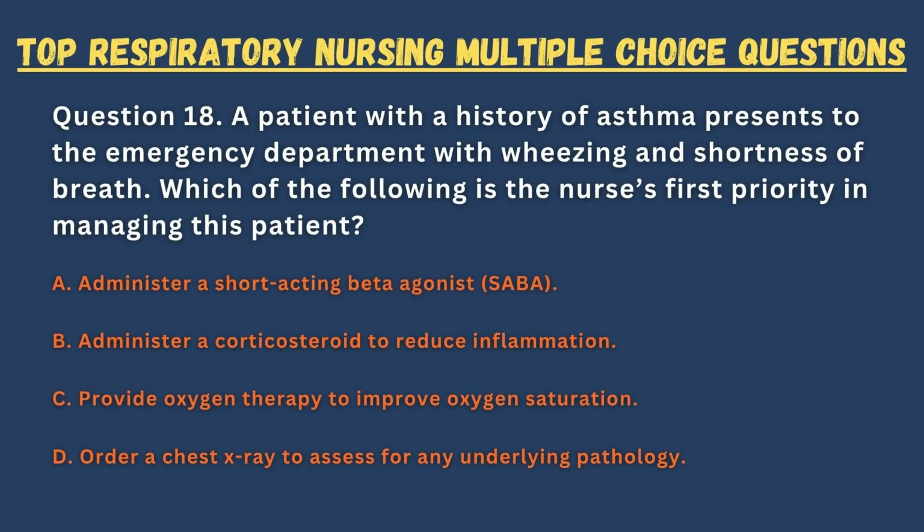Question 18. A patient with a history of asthma presents to the emergency department with wheezing and shortness of breath. Which of the following is the nurse's first priority in managing this patient? A. Administer a short-acting beta agonist, SABA. B. Administer a corticosteroid to reduce inflammation. C. Provide oxygen therapy to improve oxygen saturation. D. Order a chest X-ray to assess for any underlying pathology.